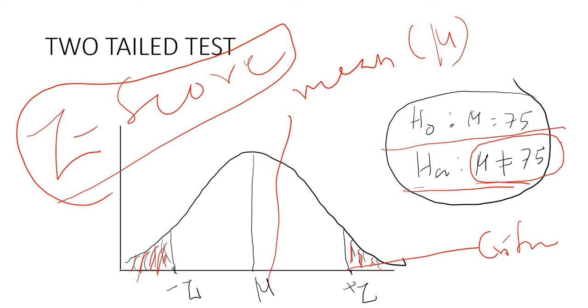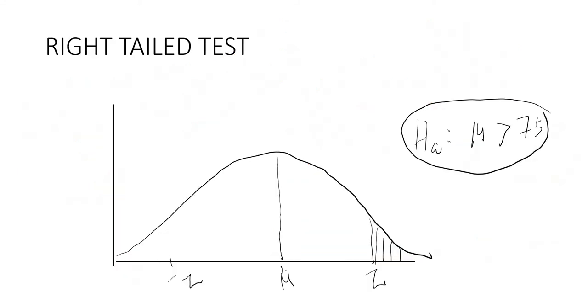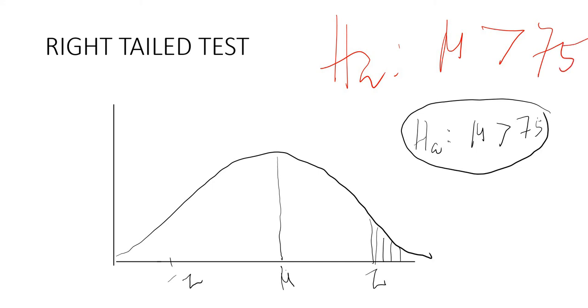The alternative hypothesis is HA. Here mu is not equal to 75. The parameter is not equal to 75. That is a two-tailed test. When it comes to the right-tailed test, it is greater than. For the alternative hypothesis, mu is greater than 75. The mean value is greater than 75. In that case we call it a right-tailed test.